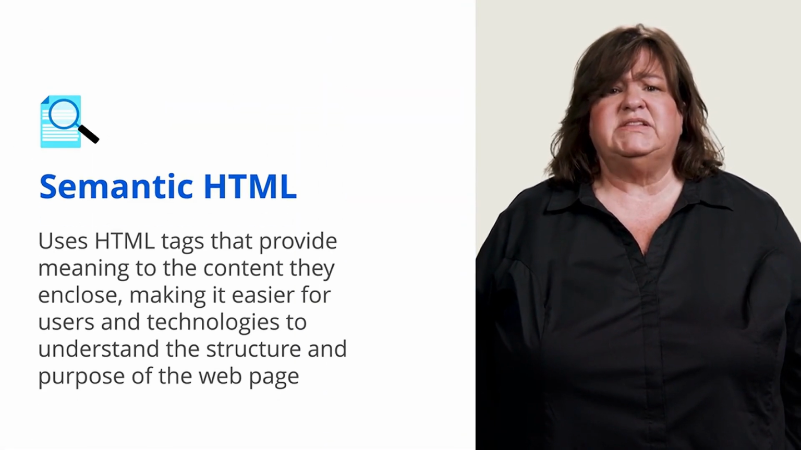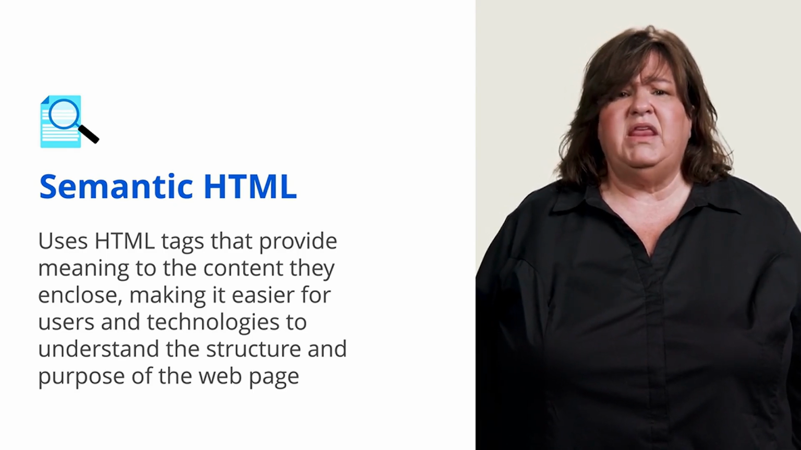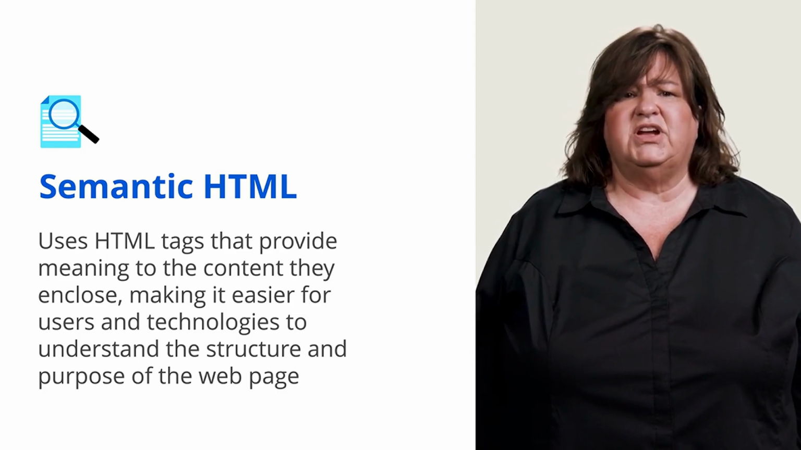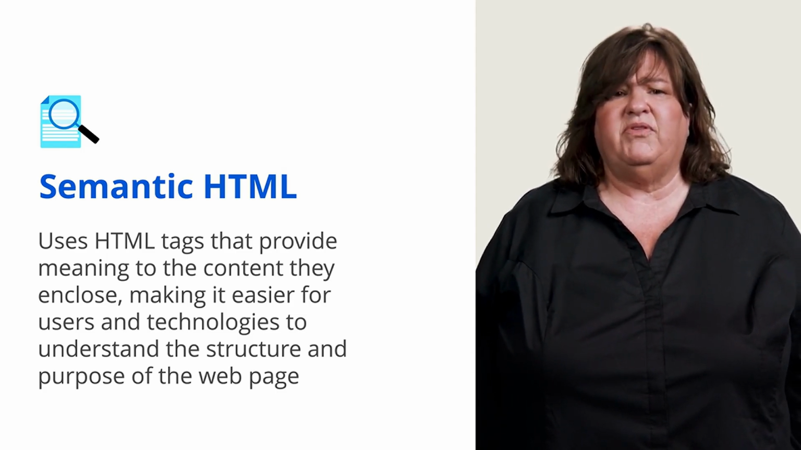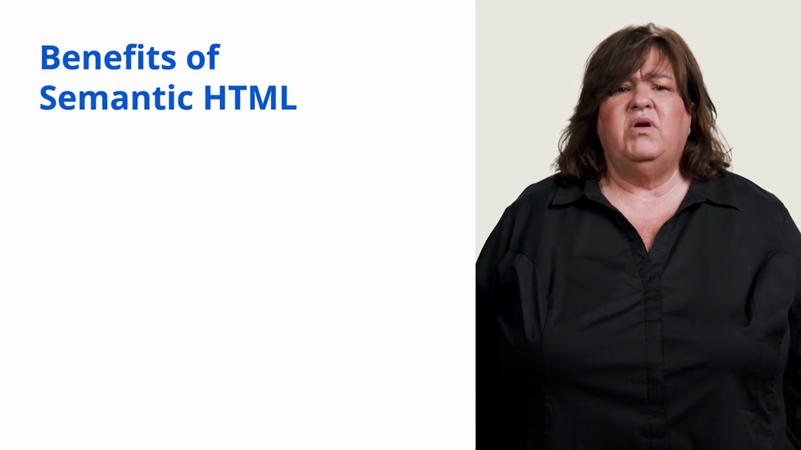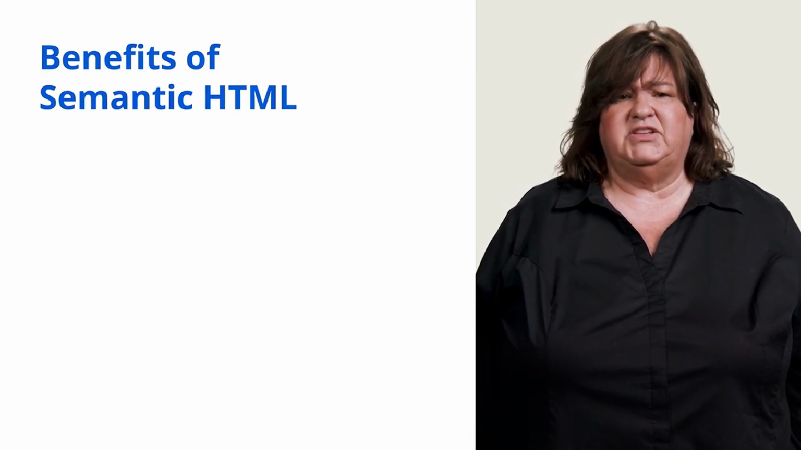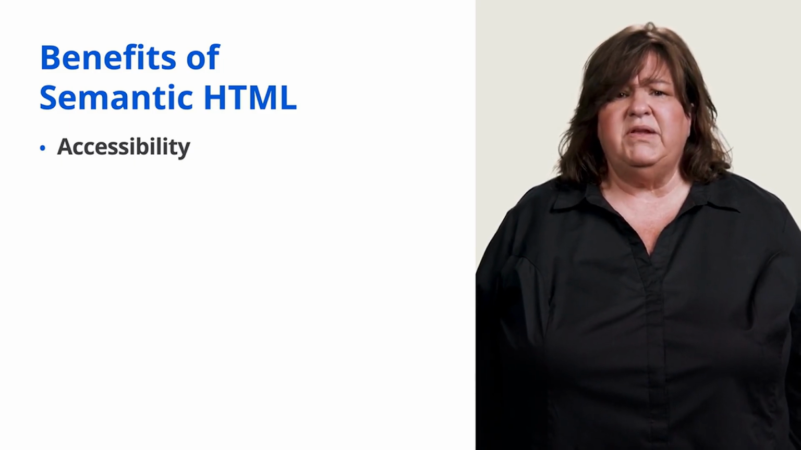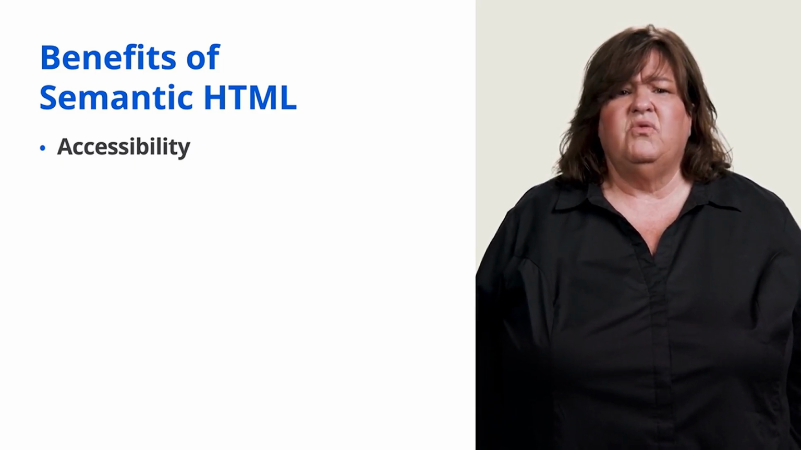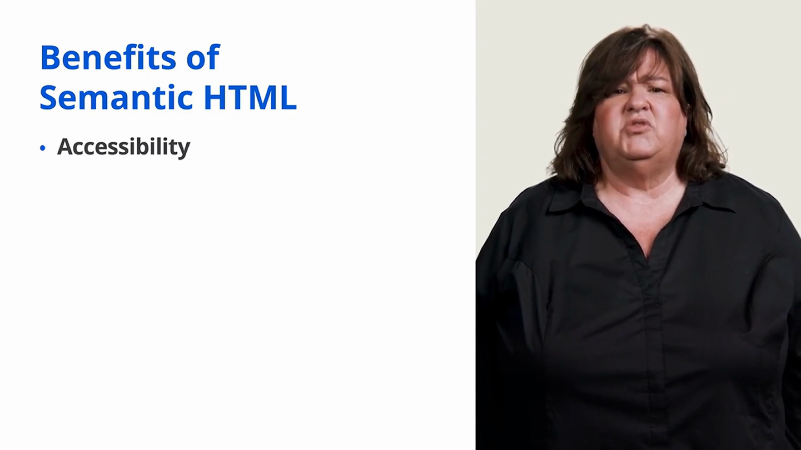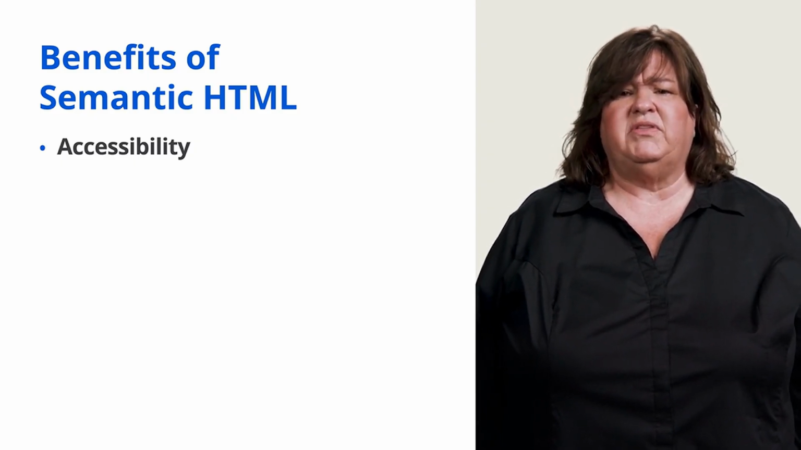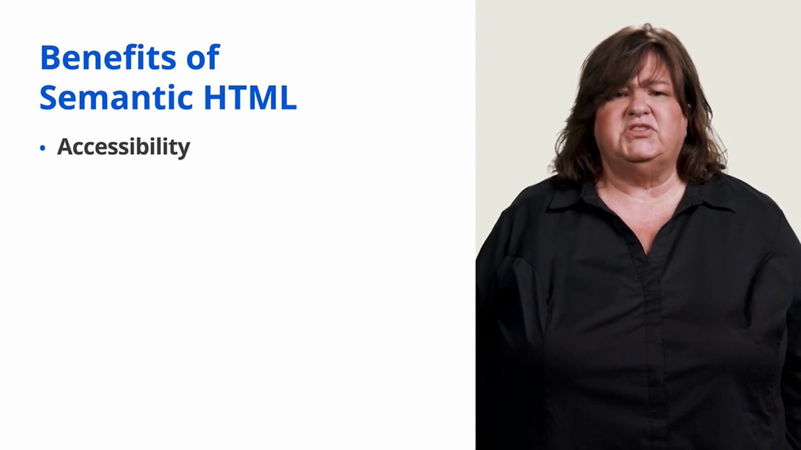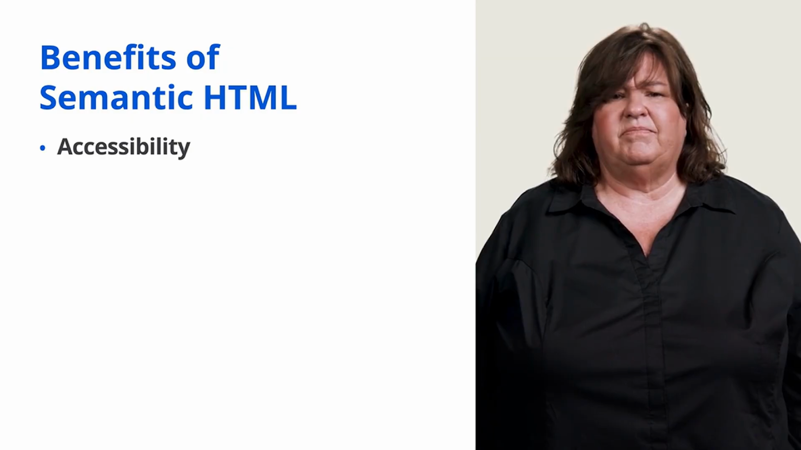Semantic HTML uses HTML tags that provide meaning to the content they enclose, making it easier for users and technologies to understand the structure and purpose of the web page. One of the key benefits of using semantic HTML is improved accessibility. Screen readers and other assistive technologies rely on the structure of a web page to provide a better experience for users with disabilities. Let's take a look at some of the ways in which these features improve accessibility.